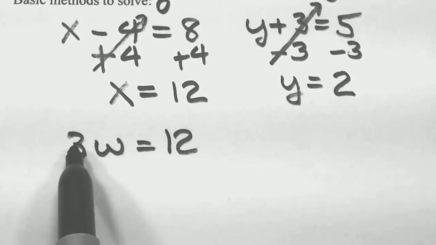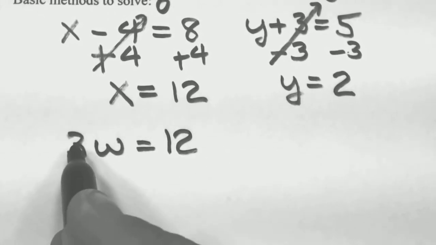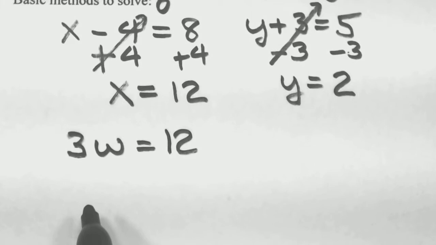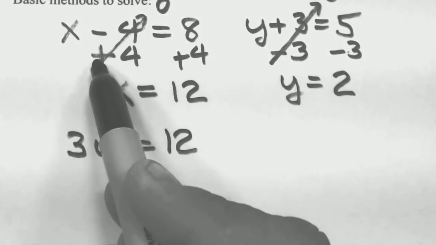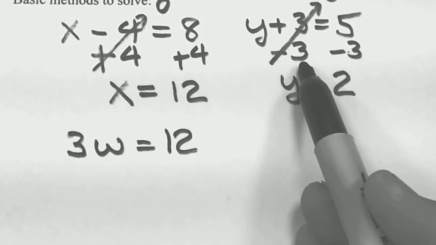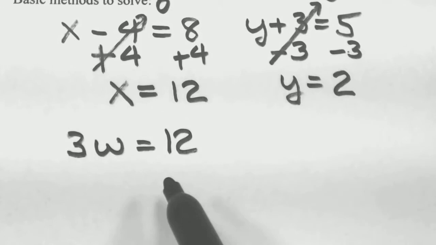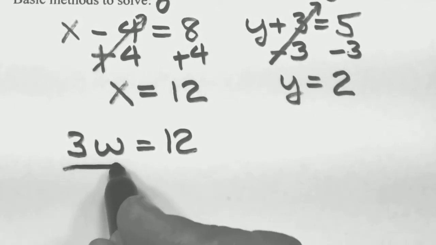What I've got is 3 times my w. Well, I want to know what just a single w is. So to get rid of 3 times, you do the opposite operation. This, of course, is what we did up above. When we had a minus 4, we did the opposite. We added 4. When we had plus 3, we did the opposite and subtracted 3. Well, down here, the opposite of 3 times is to divide by 3.